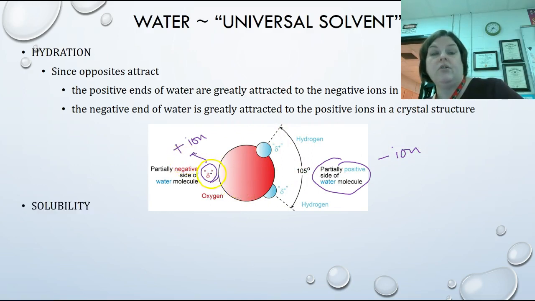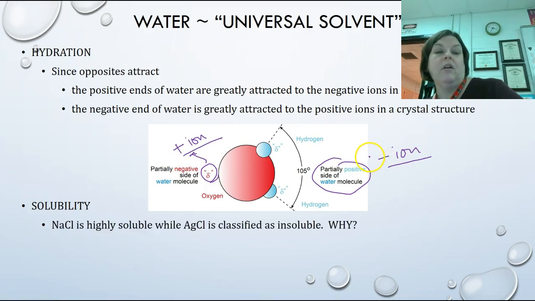And if the hydration attraction is greater than the attraction of the positive ion to its negative ion, then you have something that is known as soluble. So sodium chloride is highly soluble. That means I can put sodium chloride in water and it will definitely dissolve. While silver chloride is not. It's insoluble. So why is that?